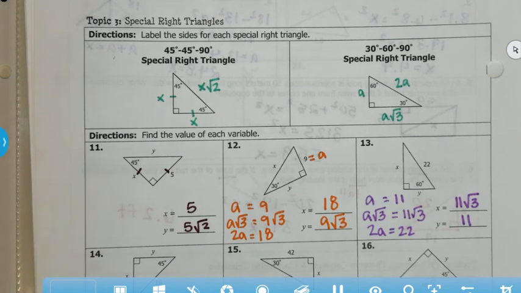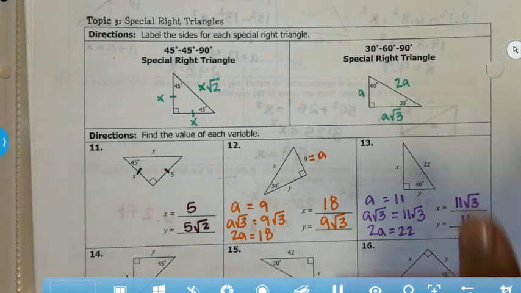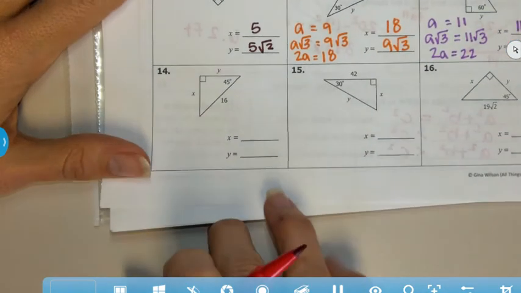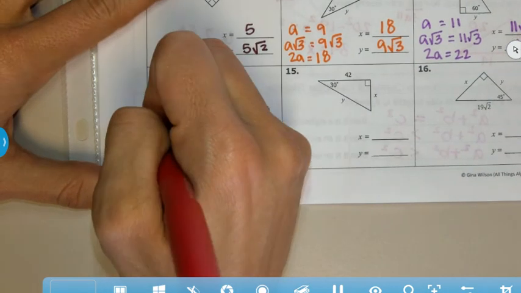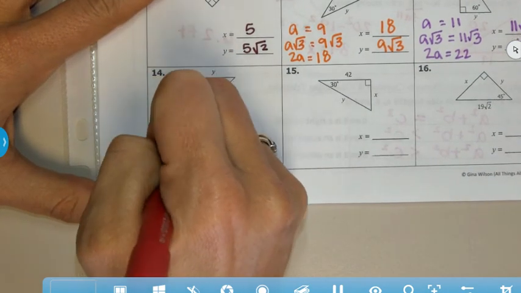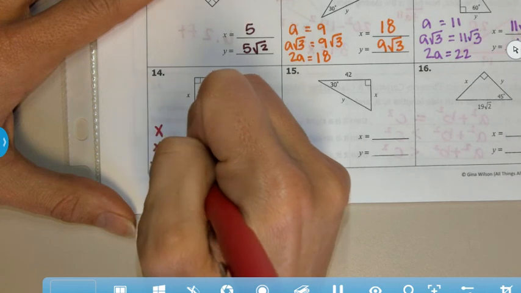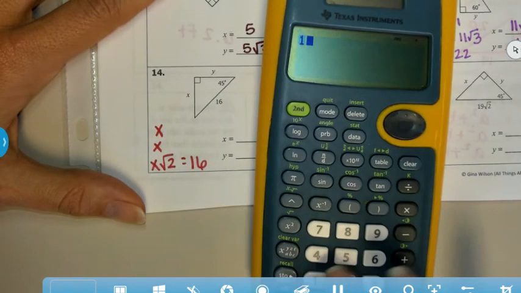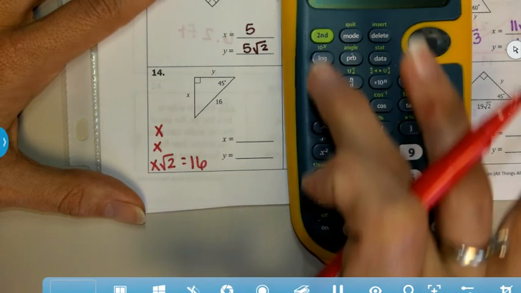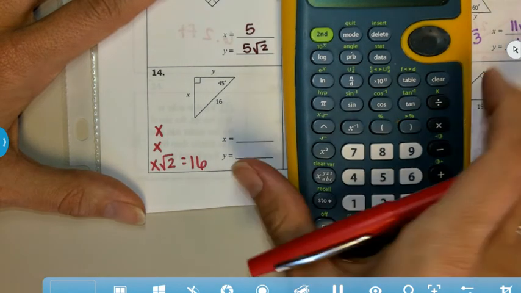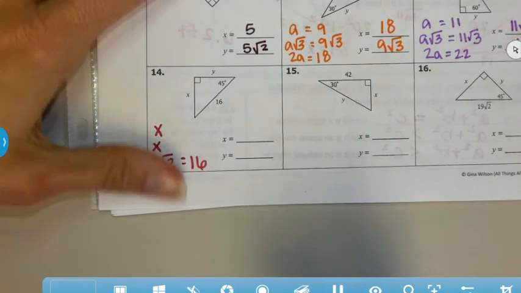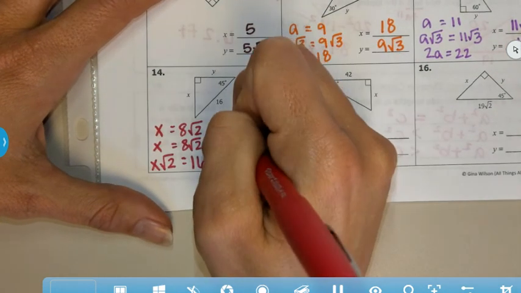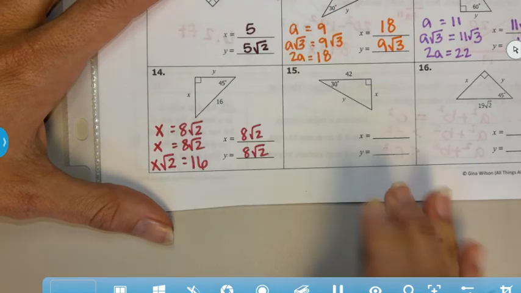Go ahead and choose the correct answer for number 14 now. So 14 is a 45-45-90. So we have an x, and an x square root 2. Our hypotenuse is 16. So that's our x square root 2 side. To get rid of the square root 2, we divide by the square root of 2. 16 divided by the square root of 2. So we get that both of those other two sides are 8 square root 2. So hopefully you got that both of those pieces are 8 square root 2.